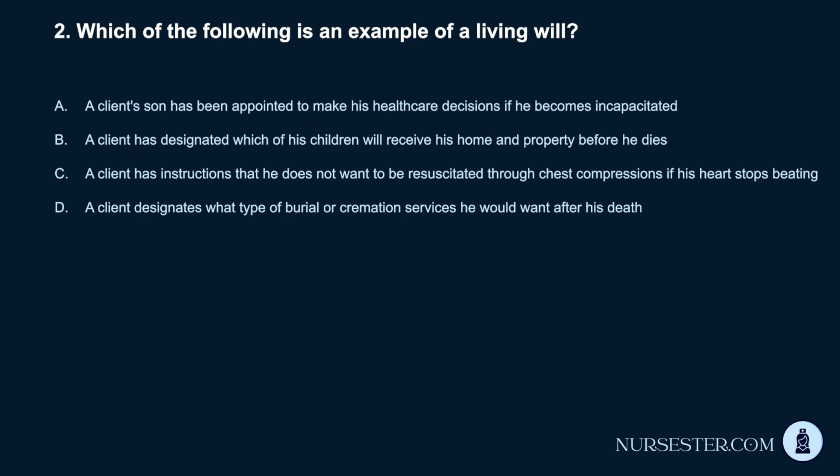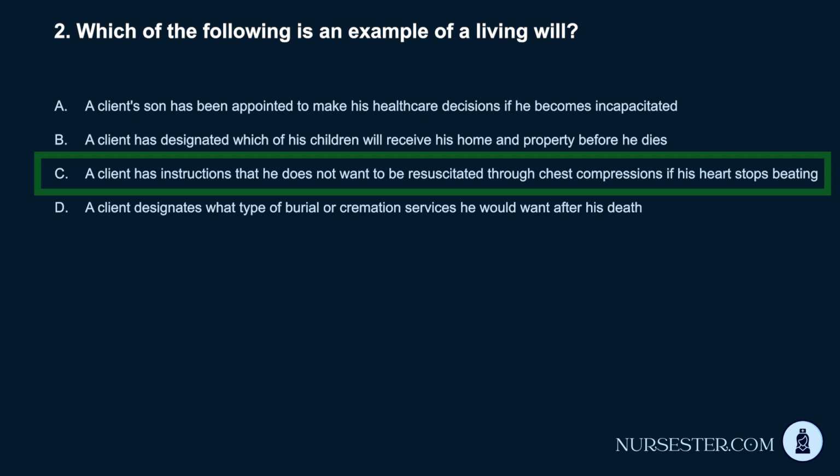2. Which of the following is an example of a living will? A. A client's son has been appointed to make his healthcare decisions if he becomes incapacitated. B. A client has designated which of his children will receive his home and property before he dies. C. A client has instructions that he does not want to be resuscitated through chest compressions if his heart stops beating. D. A client designates what type of burial or cremation services he would want after his death.